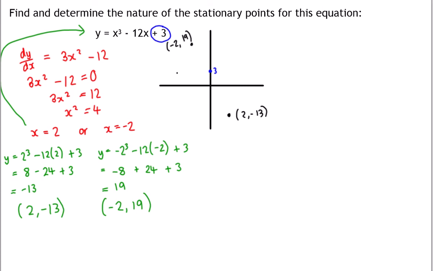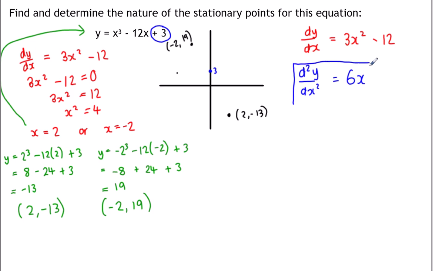Now then, remember we've already got that dy by dx is 3x squared minus 12. So I differentiate that again. So d squared y by dx squared will go to 6x, and the minus 12, because it's just a number, is gone. And you'll find that quite often this second derivative is quite nice, because by the time you've differentiated twice, most of your powers will have gone and you'll be left with something reasonably straightforward.